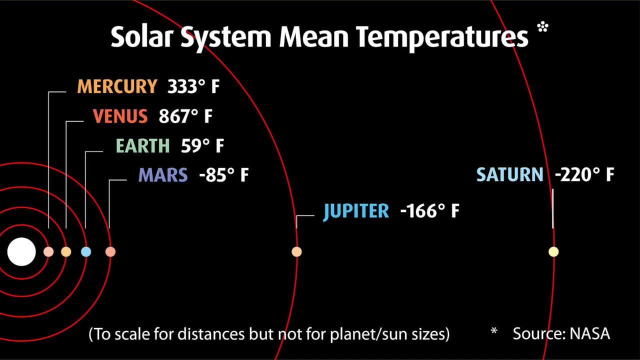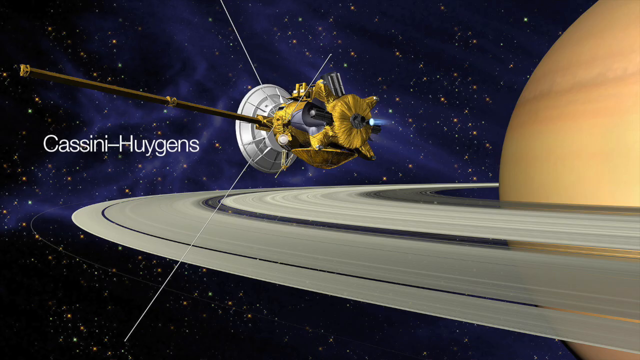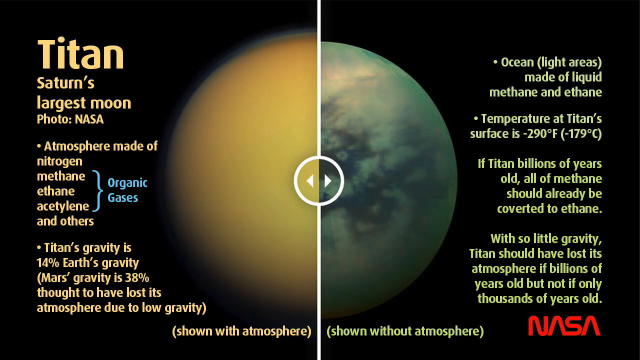Now compare the mean temperatures of Jupiter to Saturn. Jupiter's mean temperature is minus 166 degrees Fahrenheit. Saturn's mean temperature is minus 220 degrees, so a lot colder. Now, the Cassini-Huygens space probe explored Saturn and its satellites for nearly 20 years. It was dedicated just to explore Saturn, and it discovered a lot of things. For instance, Titan is Saturn's largest moon. It's about 9.5 times farther from the sun than we are, and there are some very strange things about Titan.